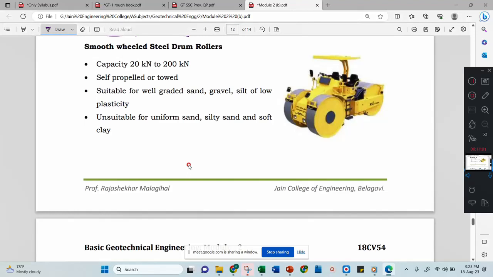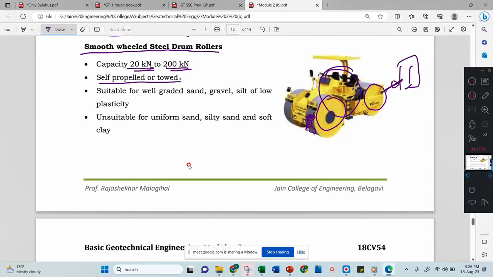You can see this one. This is called a smooth wheeled steel drum. This is a steel drum, and the surface is smooth. The capacity is 20 kilonewton to 200 kilonewton. It can be self-propelled or towed. Self-propelled means the driver can sit here and operate this one. Towed means you can attach it to another tractor and just pull it.